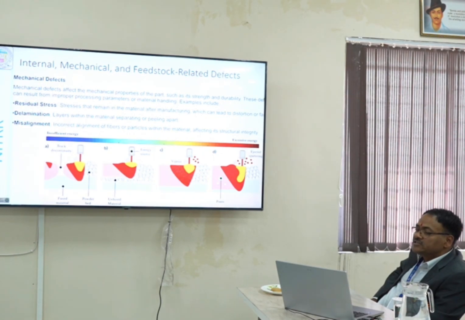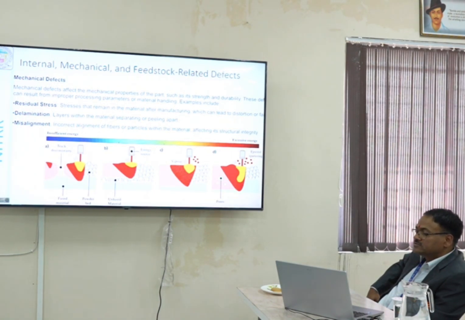Mechanical defects like residual stresses, delamination, and misalignment may be the cause of some of the internal defects. Understanding and controlling these mechanical defects is essential for ensuring high quality, reliable products. Adjusting parameters, cooling rate, scanning patterns, and layer mounting can help to minimize these stresses.